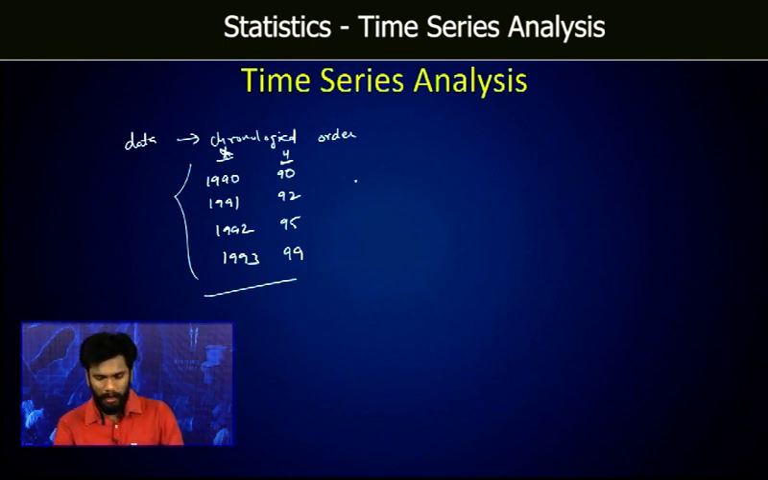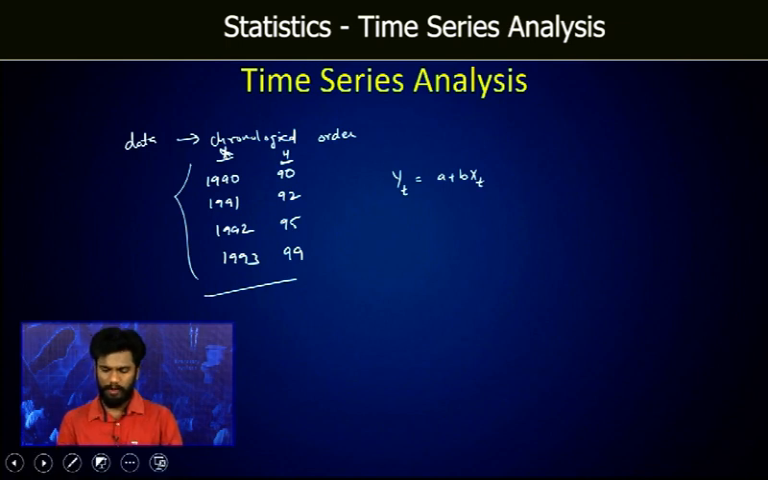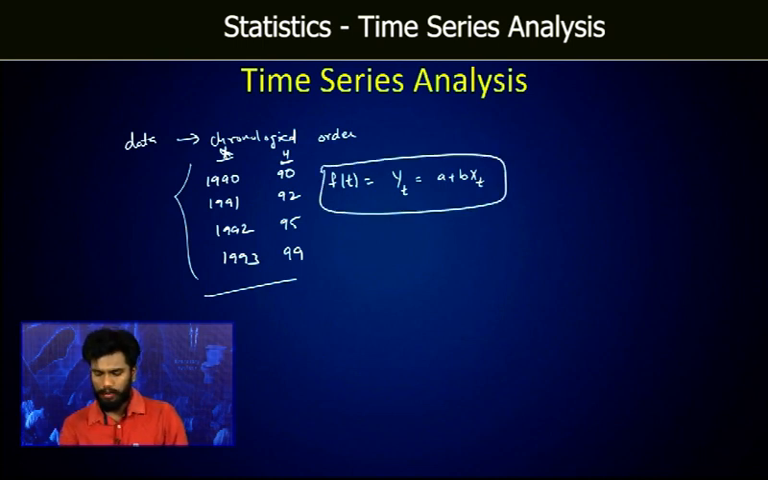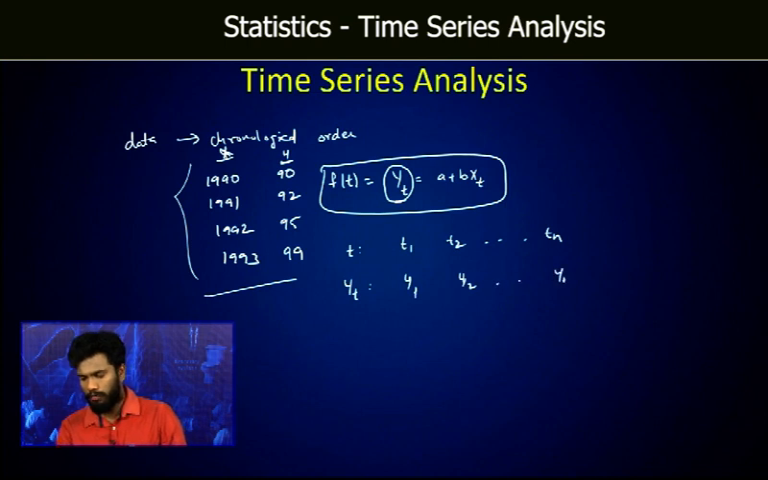Now, this time series we can represent mathematically as yt = a + b xt. You can call it as f of t, function of t. Now, this y of t is the value according to the time. When time changes, y of t will change. Let us consider the time period 1, time period 2, so on up to time period n, and y of t has corresponding values y1, y2, so on up to yn.